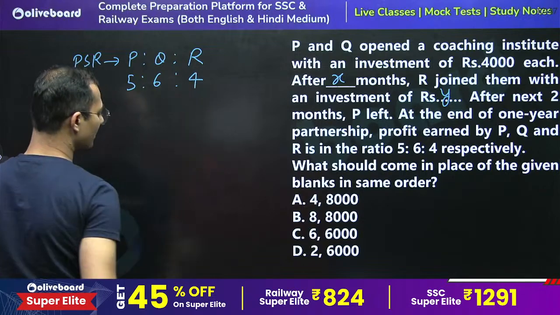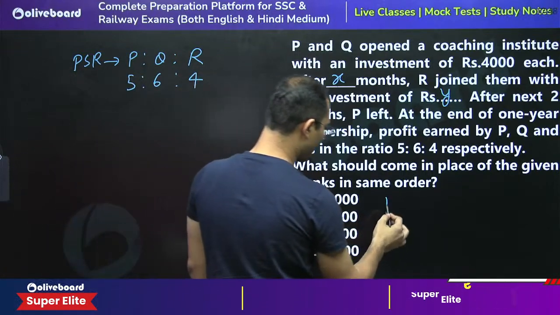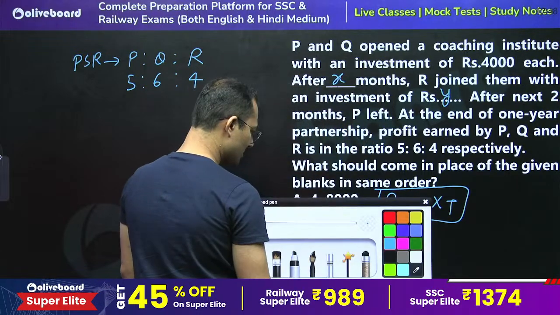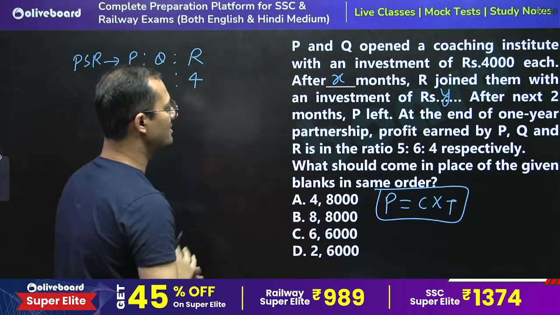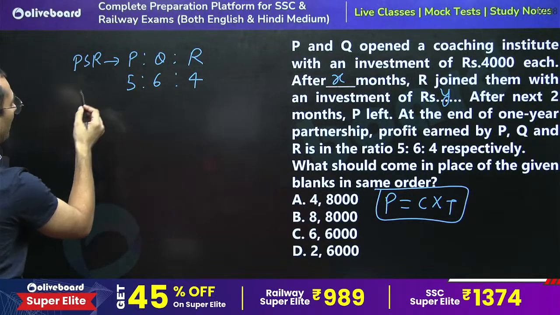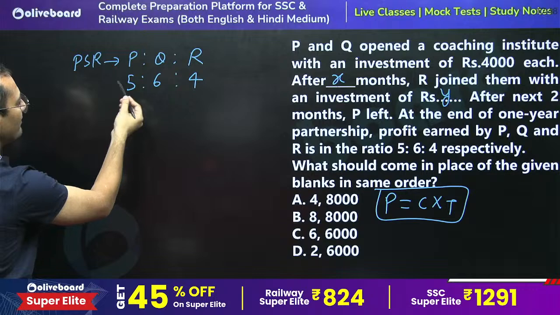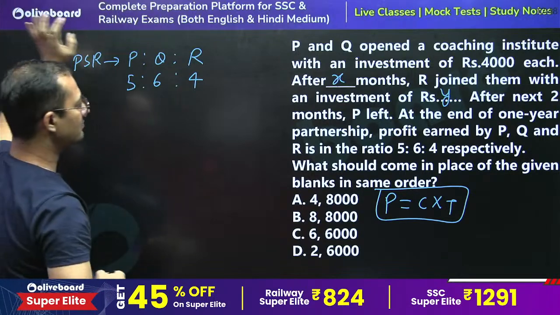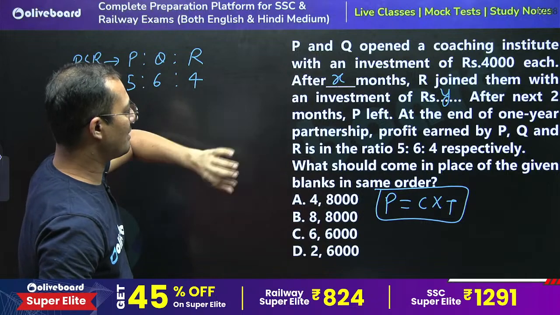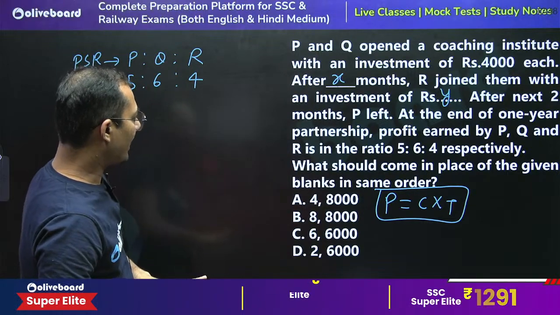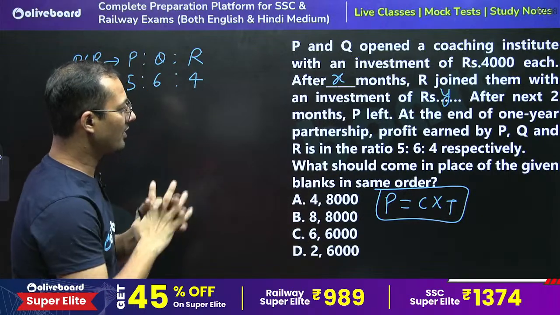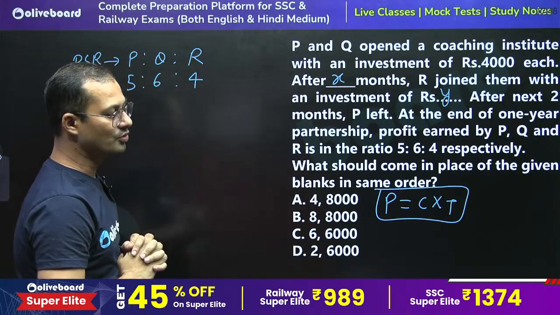5:6:4. So we all know that profit is represented by capital into time, yes or no? So we can say that the profit sharing ratio for P and Q is 5:6, and P left the business after some time, but Q remained in the business. So at the end of the year, for the complete year, only Q's capital was used, right?